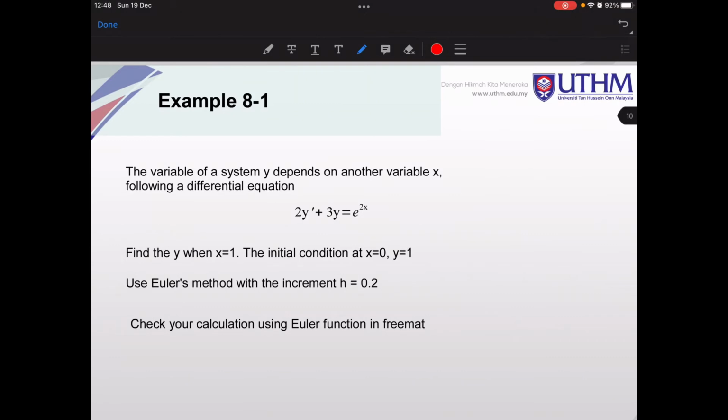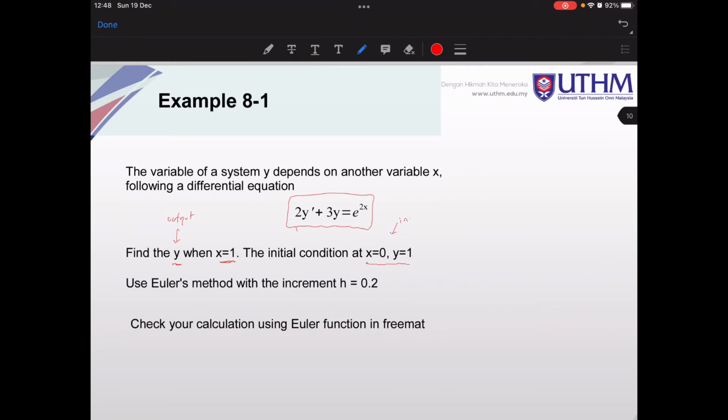A system y depends on another variable x following a differential equation. Now, it gives us the differential equation of 2y prime plus 3y equals e to the power of 2x. We need to find y, meaning that this is the output, when x equals 1. So we want to know what is the value of y when x equals 1. And the initial condition is given at x equals 0 and y equals 1.